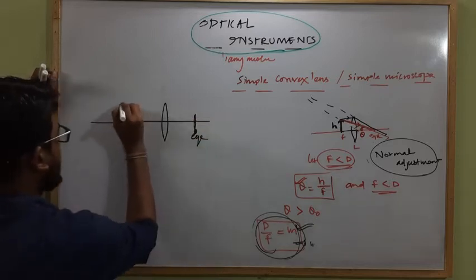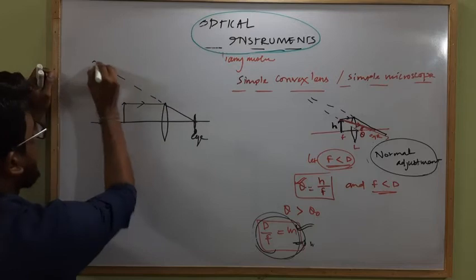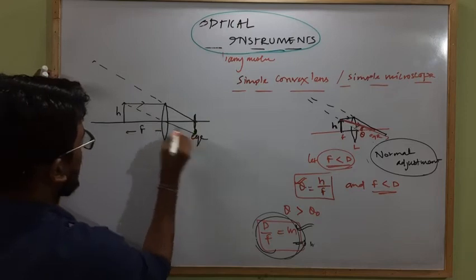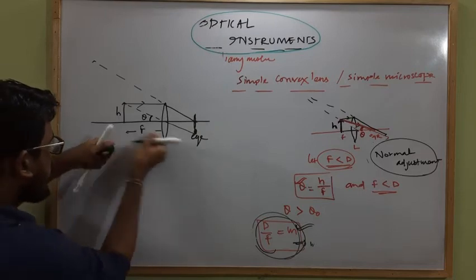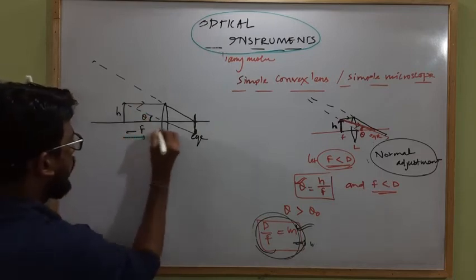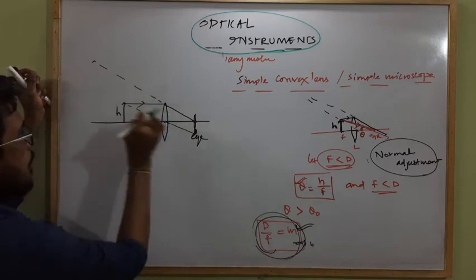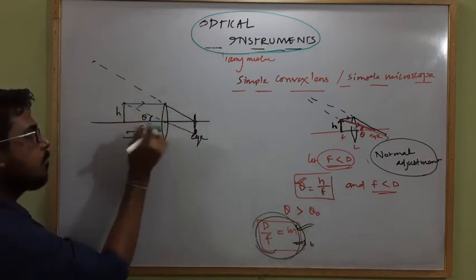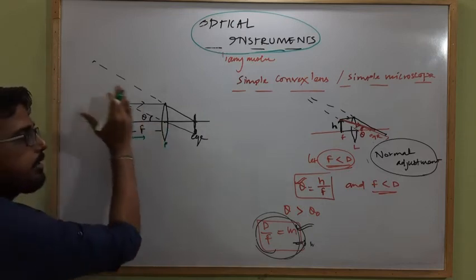So when the object is placed at the focal length of the lens, the image will easily form at infinity. This is the focal length, height of object, and this is the angle theta. But if we further shift the object towards the pole of the convex lens, the image will move towards the pole. We already know by the formation of image with convex lens, when the object moves from focus towards the pole, the image is also moving from minus infinity towards the pole.